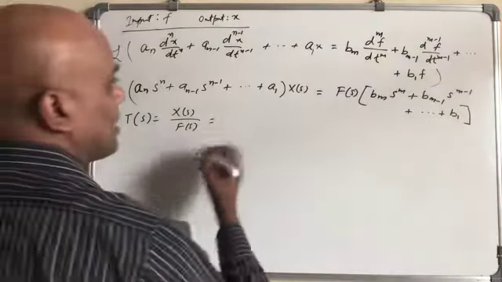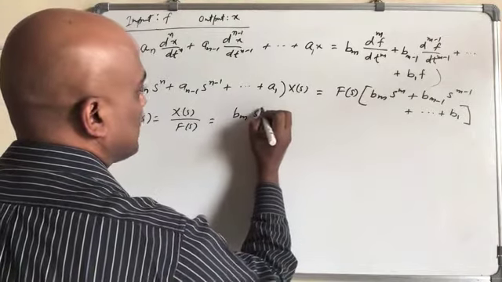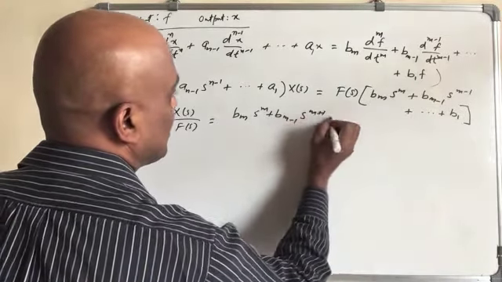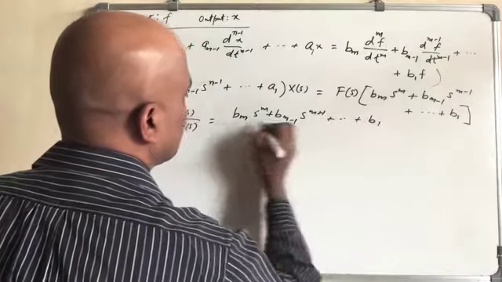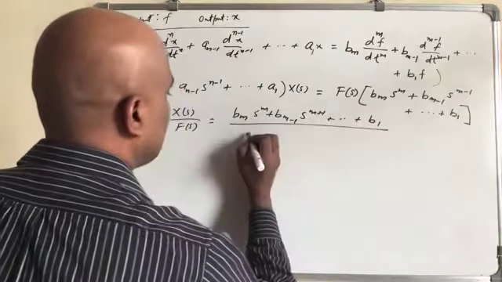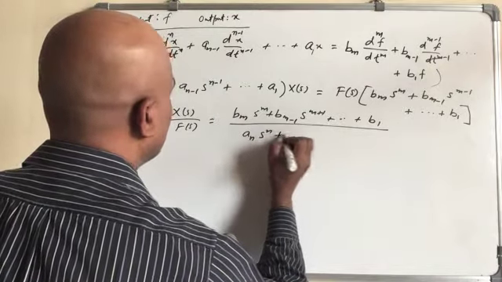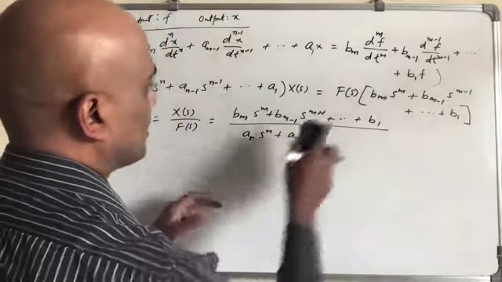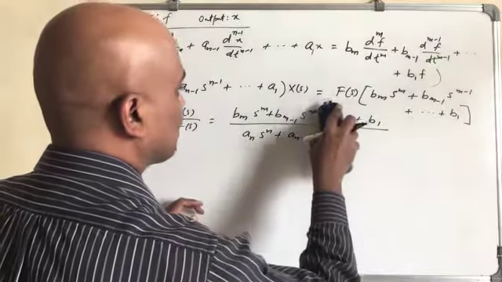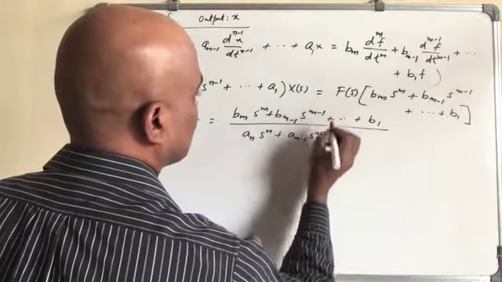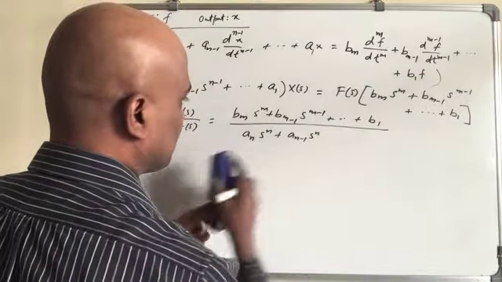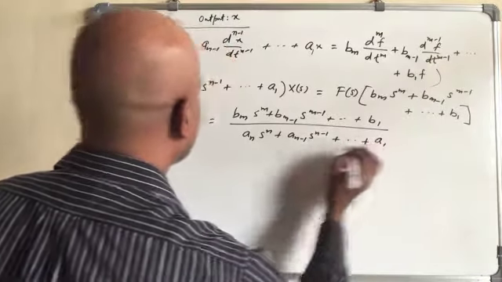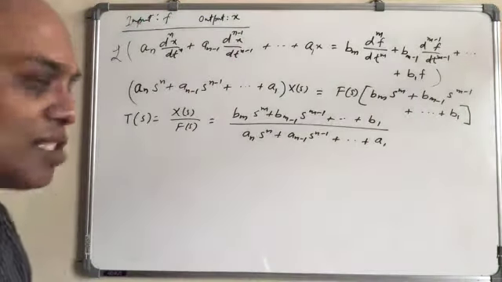And hence the transfer function T(s) equals X(s) over F(s), and will be equal to b_m s^m plus b_{m-1} s^{m-1}, and so on till b_1, divided by a_n s^n plus a_{n-1} s^{n-1}, and then we have a_1, like this. So we have the transfer function like this one.